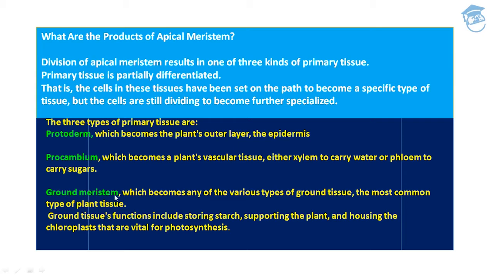Then comes ground meristem. Pith, hypodermis, and cortex all comprise ground meristem. It becomes any of the various types of ground tissue, the most common type of plant tissue. That's why ground meristem is also called bulk tissue, because it acquires a large area of the plant. It helps in storage because it stores starch, it supports the plant physically, and it houses the chloroplasts that are vital for photosynthesis.